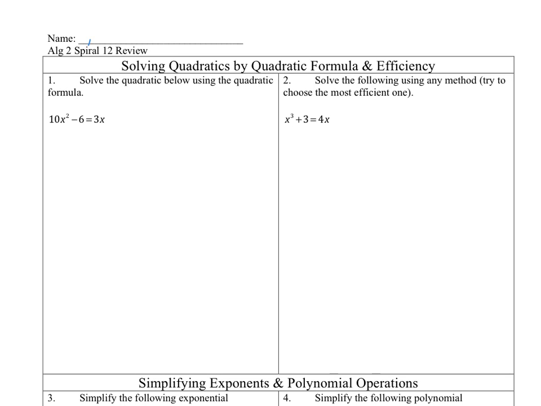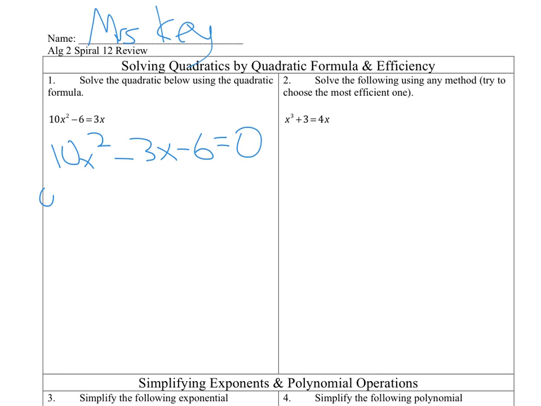Alrighty, boys and girls, let's go ahead and solve this one using the quadratic formula. In order to use the quadratic formula, I need to have it in what's called standard form, which I have now accomplished. Now, A is 10, B is negative 3, C is negative 6.